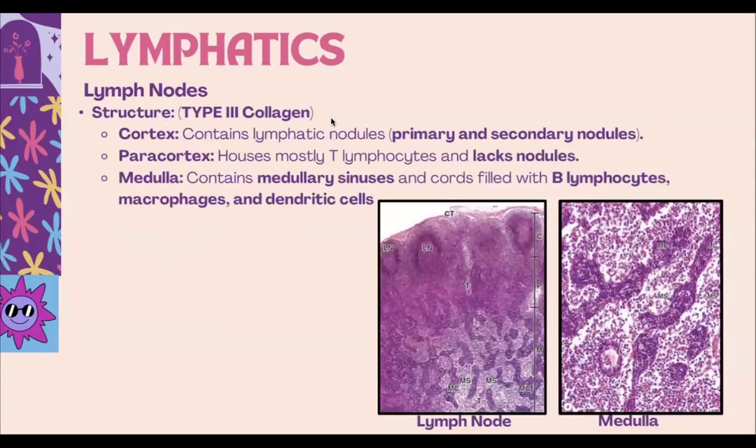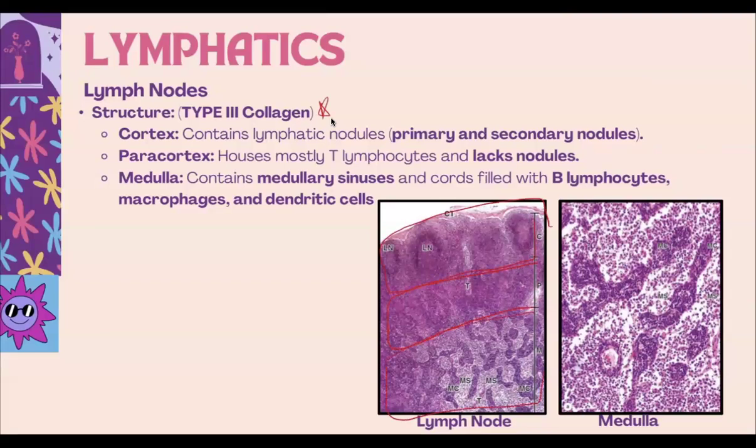So lymph nodes, type 3 collagen, again, very important to mention. We mentioned type 3 collagen is for reticular fibers, and it's also involved here in lymph nodes. So lymph nodes can have a cortex area. So this entire thing is cortex. They have a paracortex, which is below the cortex, and then they have the medulla.